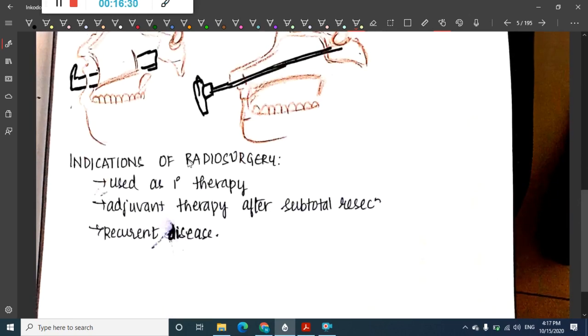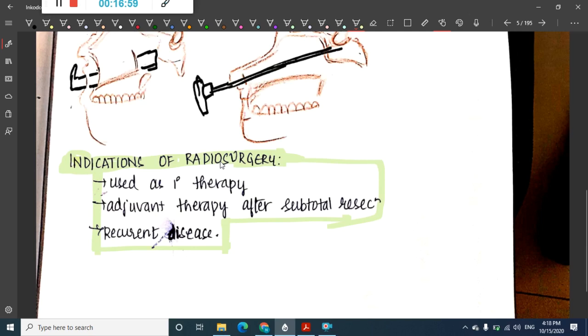Now, there is something called radiosurgery also. What are the indications of radiosurgery? The indications of radiosurgery are: it can be used as a primary therapy, or as an adjuvant therapy after subtotal resection, or you can use it for recurrent disease, in whom you have already resected the pituitary adenoma with surgery.